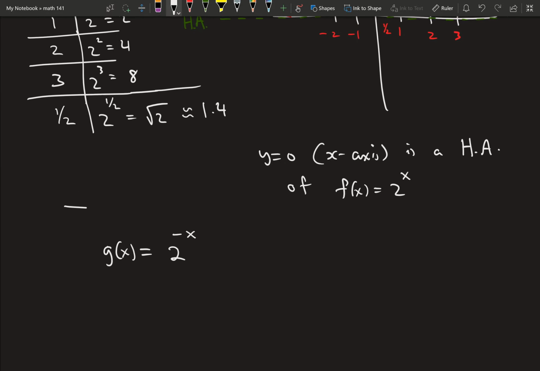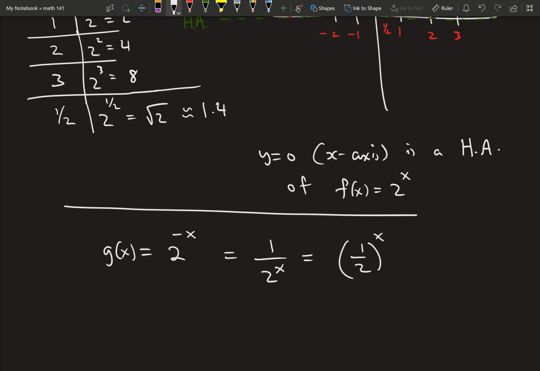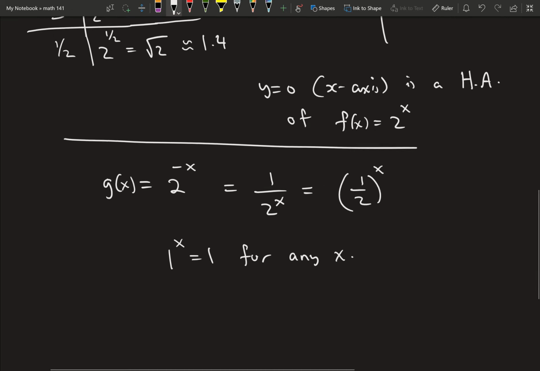Let's now look at the function 2 to the minus x. Notice here, by the way, this is the same as 1 over 2 to the x, which is also the same as 1/2 to the x power. Now, why is it the same as 1/2 to the x power? Because 1 to the x is equal to 1 for any x.